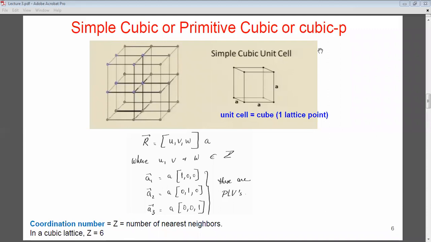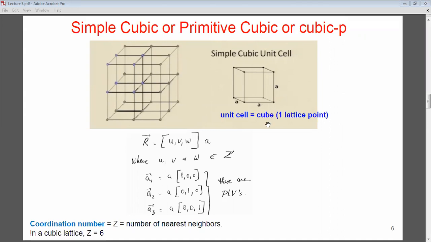So a simple cubic has other names. We call it primitive cubic or cubic P. Okay, so you need to know these names. If we say primitive cubic or cubic P, then we mean simple cubic. This is how the lattice looks like. And if we look at the unit cell, it simply looks like this.